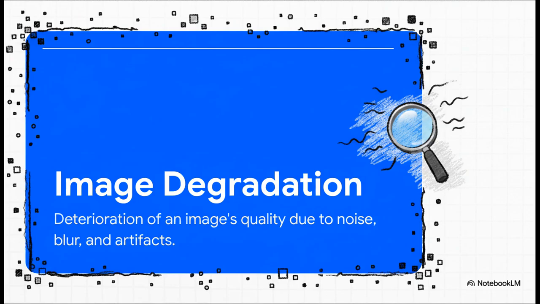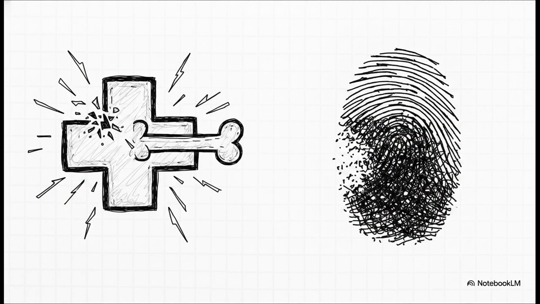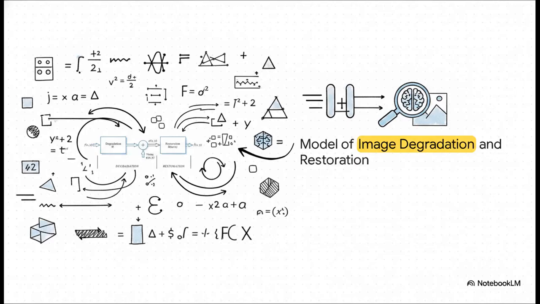First, meet the villain, image degradation. It's basically noise or blur that totally wrecks your image quality. And it doesn't just look awful. It literally destroys crucial data we need for things like medical analysis. But we can reverse engineer the damage. We basically model the degradation to rebuild the actual truth.